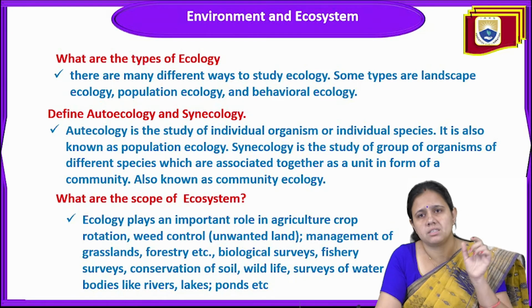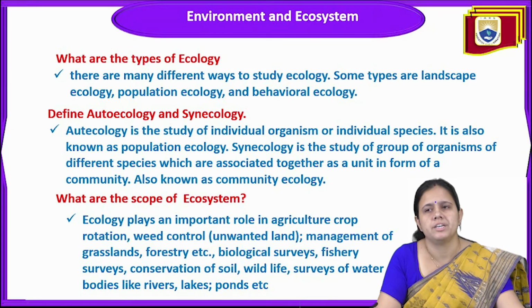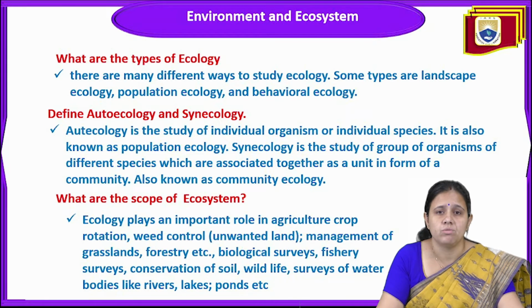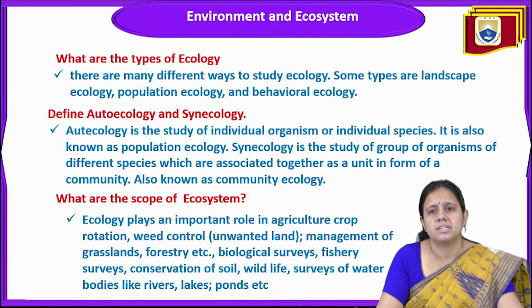Autecology means the study of an individual organism or individual species, means the study of an individual organism with its environment and its interaction and interdependency with its environment. We can also call it population ecology. Next is synecology. It is the study of a group of organisms of different species associated together as a unit that forms a community, and it is also called community ecology.